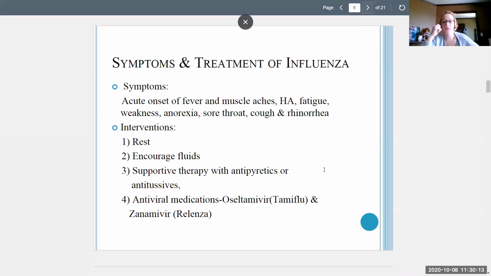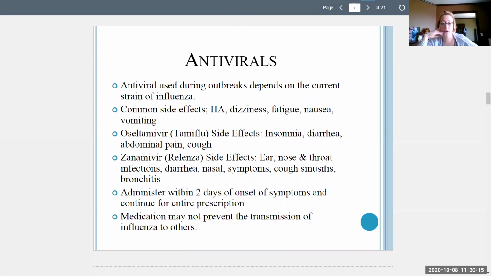So our antivirals are used commonly during outbreaks and depend on the current strain of influenza. Common side effects of the antivirals: headache, dizziness, fatigue, nausea, vomiting. And then more specific side effects for those ones: with oseltamivir, we have insomnia, diarrhea, abdominal pain, and cough. And with zanamivir, ear, nose, throat infections, diarrhea, nasal symptoms, cough, sinusitis, and bronchitis.